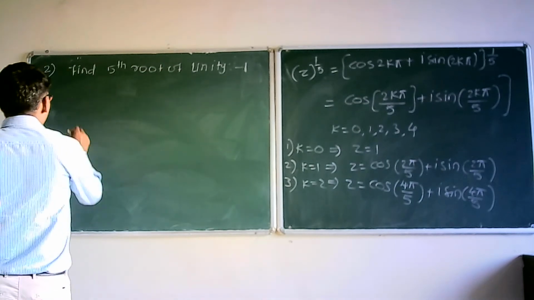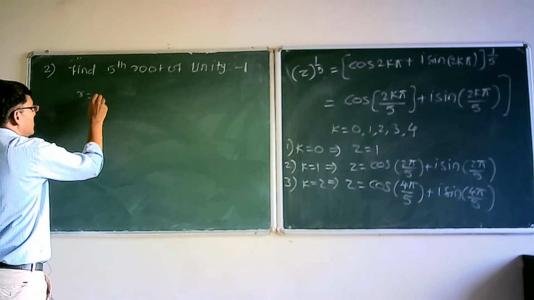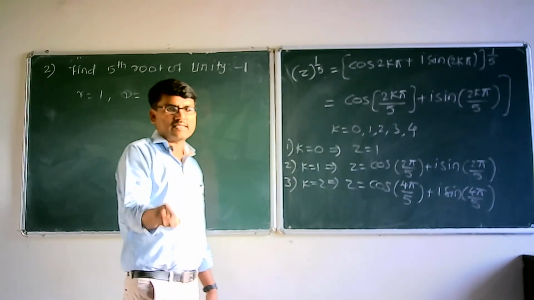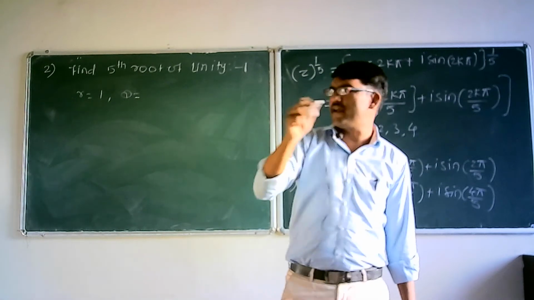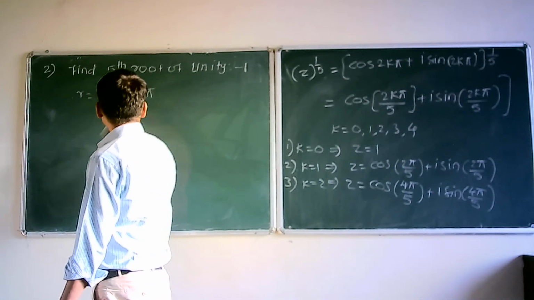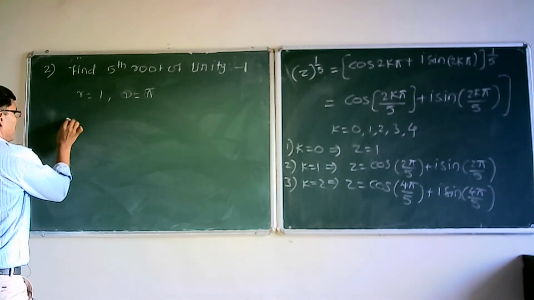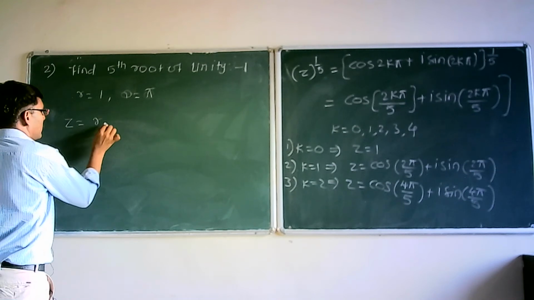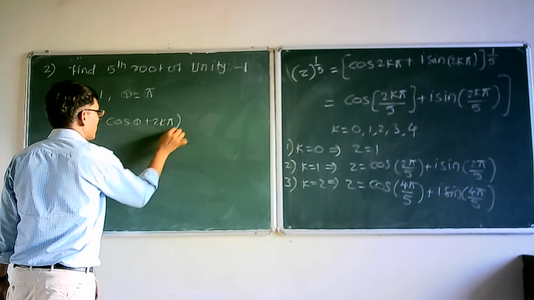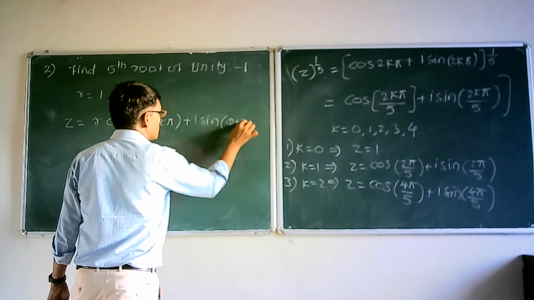So what is here r? r is equal to under root of x square plus y square. x is minus 1, so it is equal to 1. And what is theta? Since minus 1 lies on the x axis, theta is equal to pi here. So we can write the given complex number as r times cos of theta plus 2k pi, plus i times sin of theta plus 2k pi.